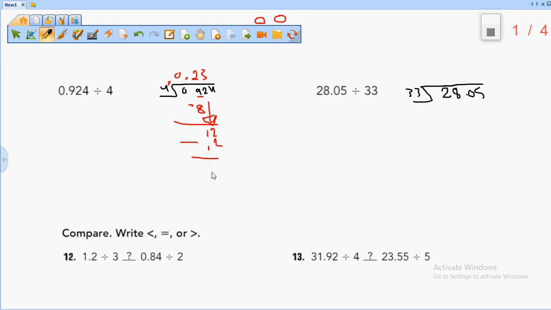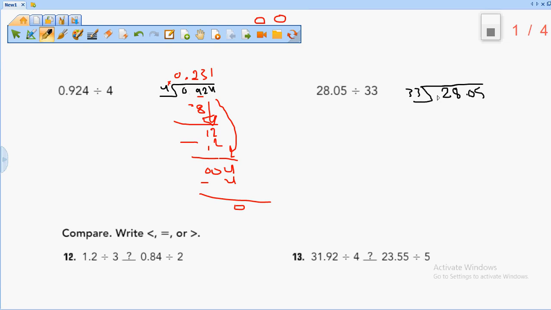So subtract them, it's 0, 0, and the last digit we have to put down, it's 4. 4 divided by 4, again it's 1. Subtract, 0. So the answer is 231 thousandths.